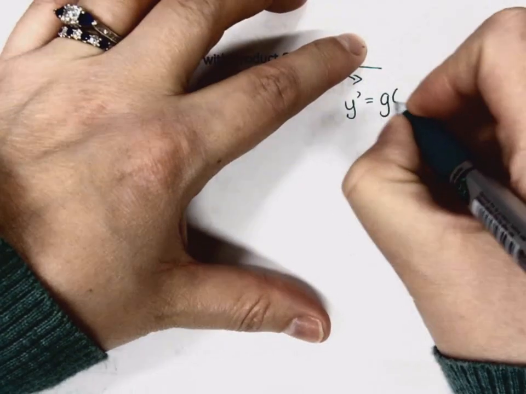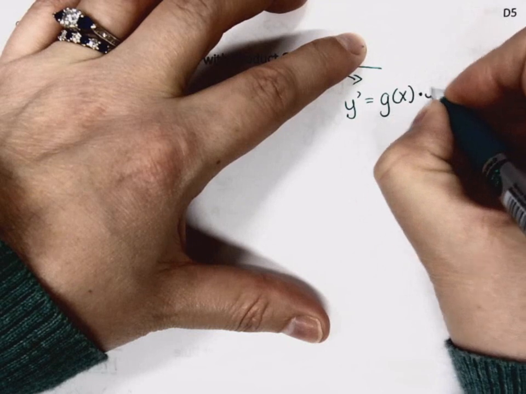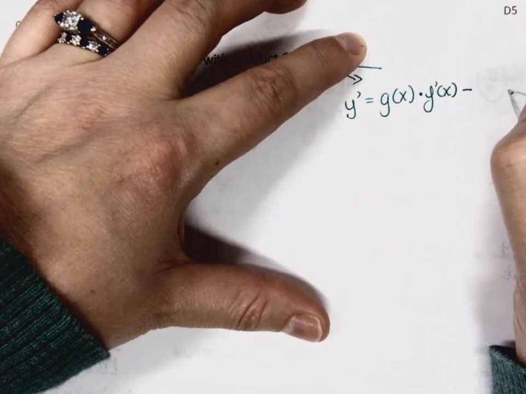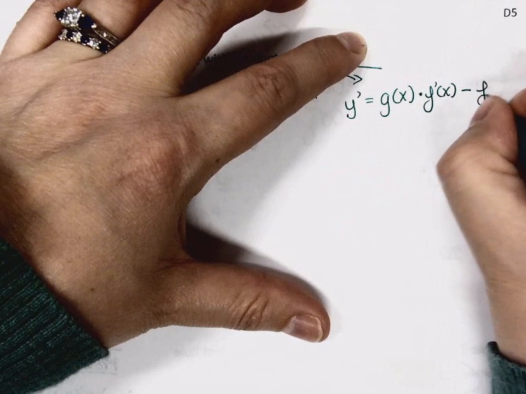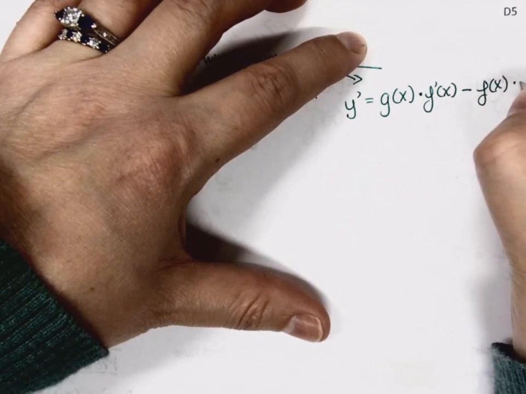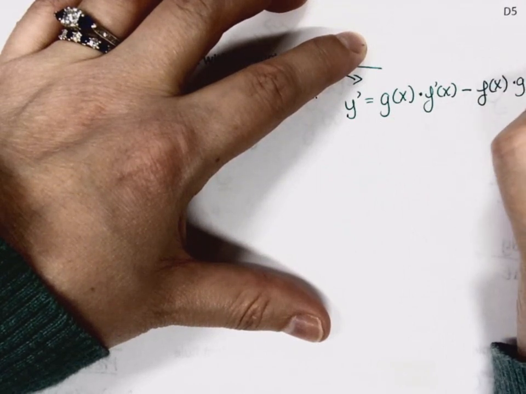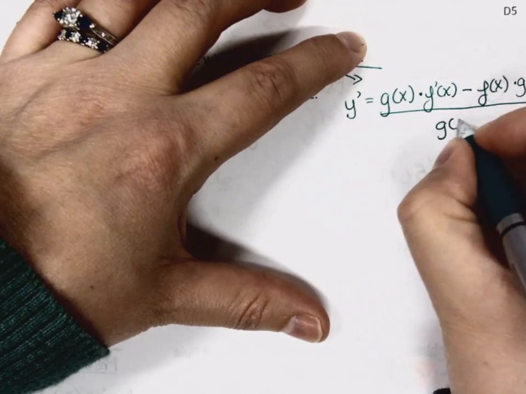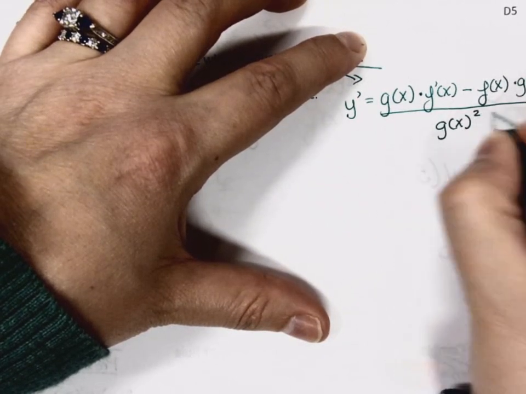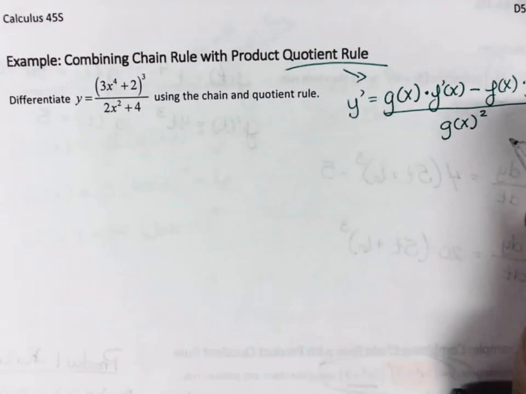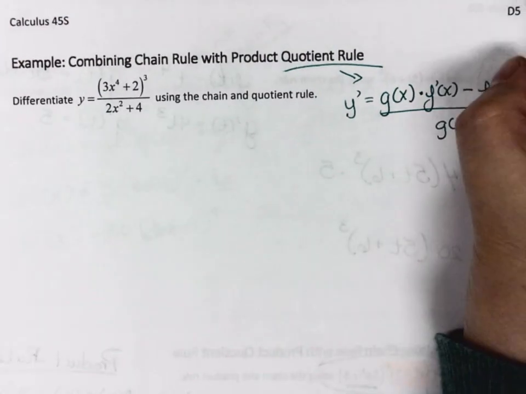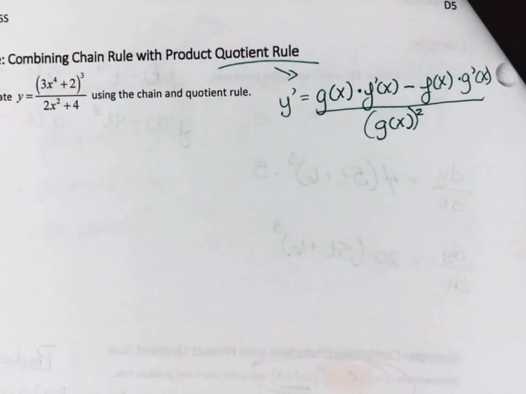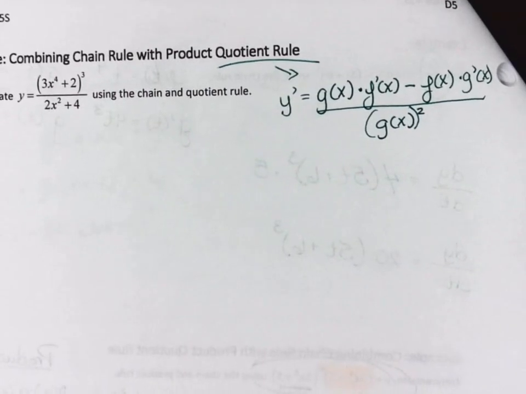We have g of x times the derivative of f of x, subtract f of x times the derivative of g of x, all over the g of x function squared. Oh, I put that squared in the wrong place. Let me put brackets around it to fix it. There we go. That's your quotient rule.